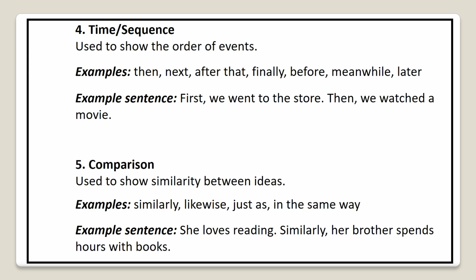Example sentence may be: First, we went to the store, then we watched a movie. Here we are showing the time, meaning first we went to the store, then we watched the movie. So the word then here is used as a sequence, meaning after completing the store work we went to the movie house. So the word then is used to tell you the sequence of the activity. So this is a time sequence connecting word.